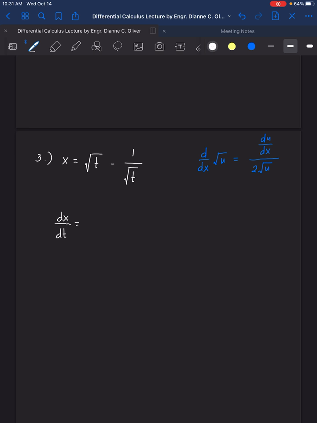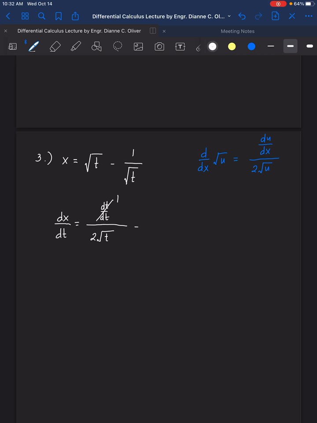Looking at the pattern here, what's in the denominator? We have 2. Then you copy what is the radical sign and inside the radical sign. And then what is the derivative inside the radical sign? We have there dt over dt, right? So take note, we are using dt. So dt over dt is immediately equal to 1.